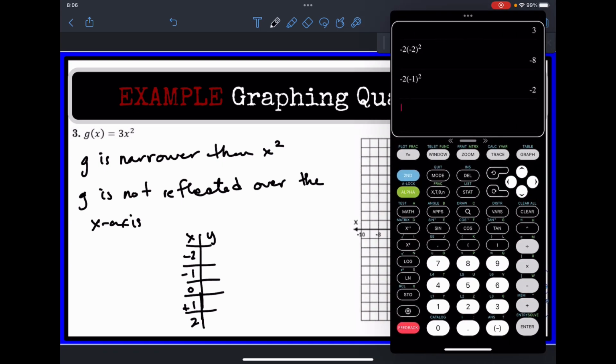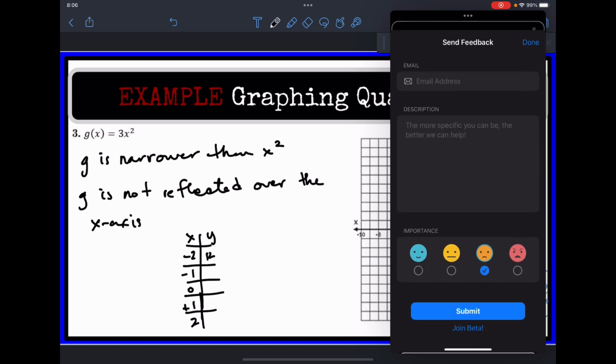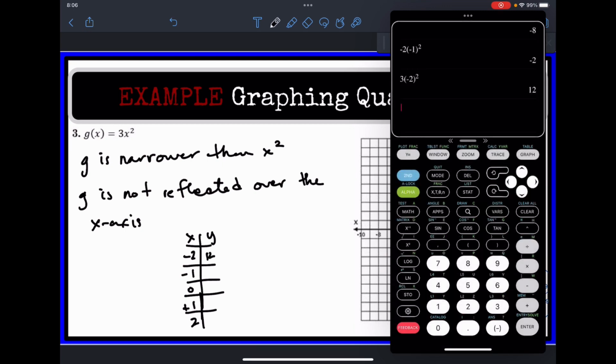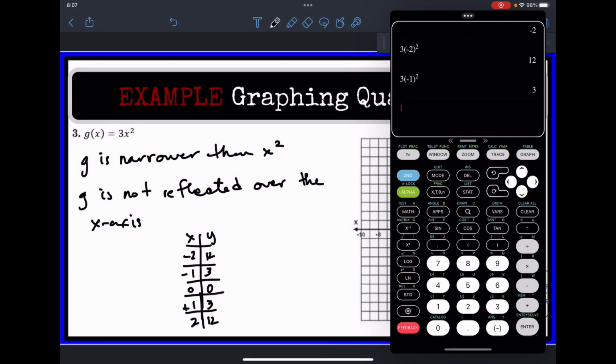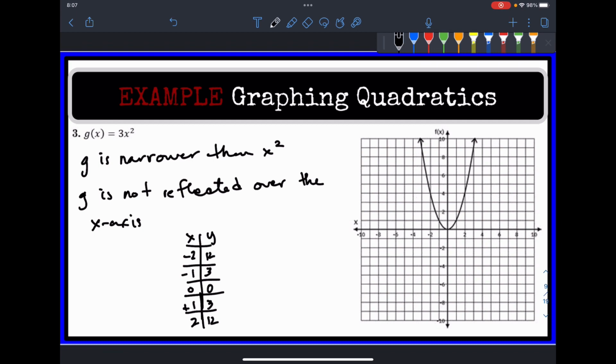So let's break out our handy dandy calculator. This time we're going to multiply by 3. That's 12. That's 3, 0, 3, and 12. So let's plot these points. -1, 3, 0, 0, 1, 3, and -2, 12, +2, 12. And yep, you see again it's skinnier and it's not reflected.